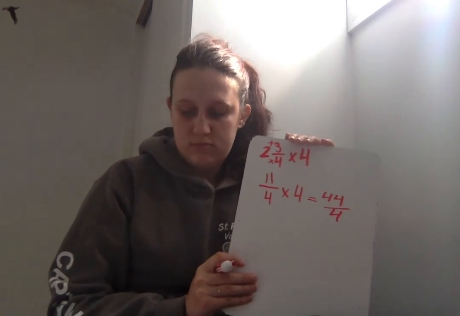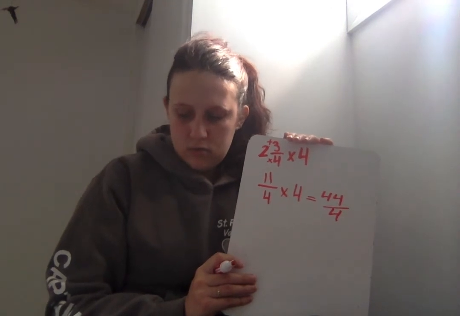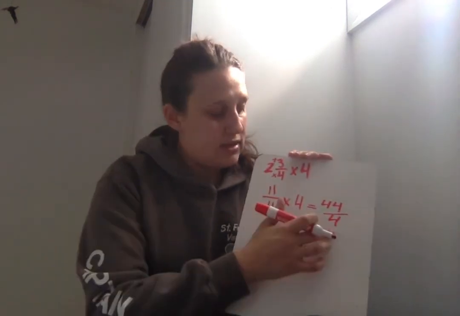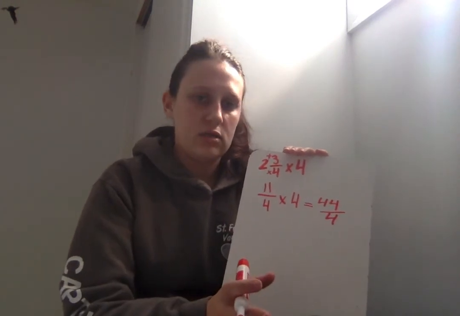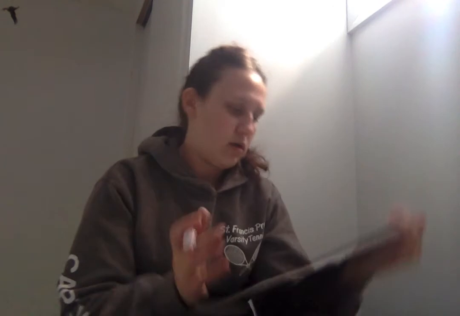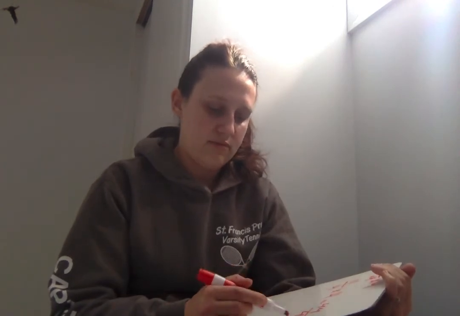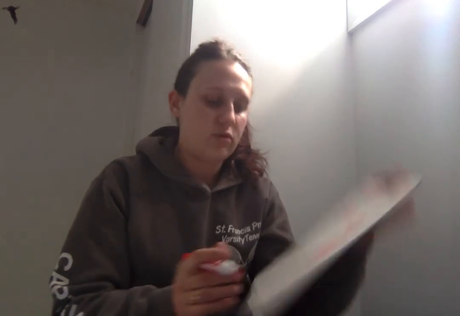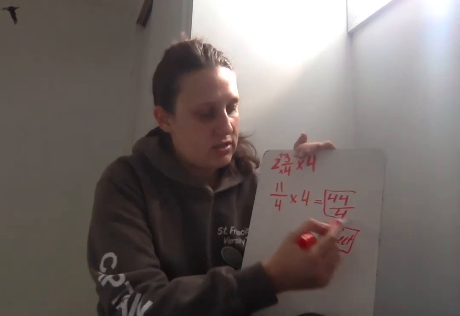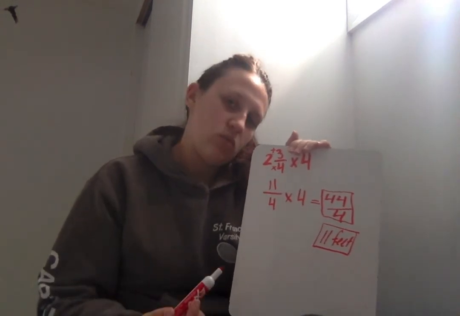Boom, done. And if they wanted this, but they didn't actually say, they're asking for the length. Technically, this is the length. But if they wanted it in just feet, I would do 44 over 4 is 11 feet. So whichever way, I would have accepted either answer, either the improper fraction or the actual. Either one would have been fine.